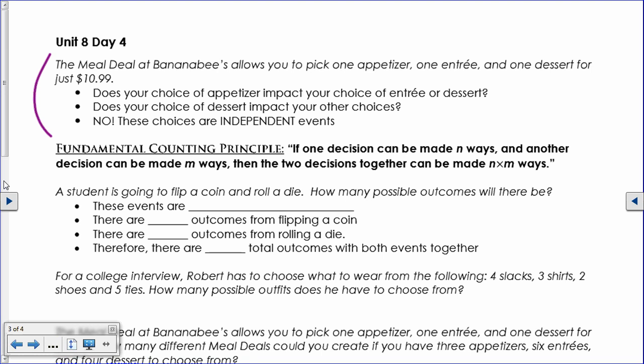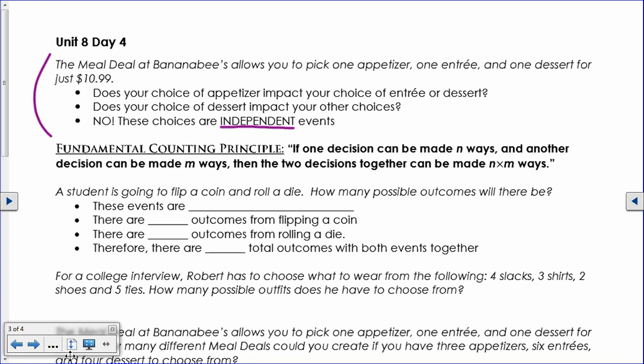Does it limit, like if you pick this appetizer, does that mean you can't choose this entree? No, you get to pick whatever you want from each option, right? So your choice of one does not impact the choice of the others. That's what I was saying before. So underline this word, independent. When your choice for one object does not impact your choices for other objects, that is called an independent event.